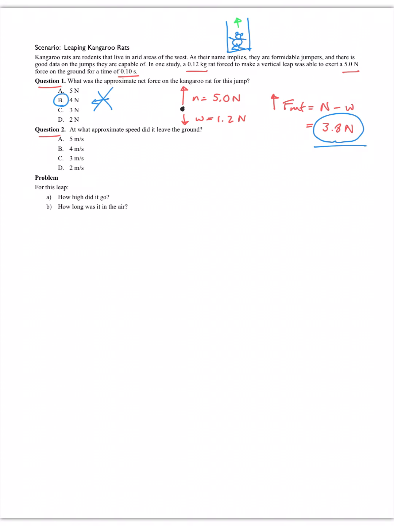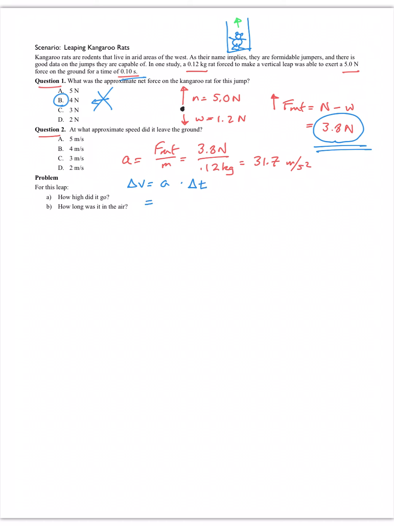Well, it applied a force. There was a net force on it of 3.8 newtons, and that took place for a time of 1/10 of a second, okay? So we can compute the acceleration this way. The acceleration is just equal to the net force divided by the mass. That's equal to 3.8 newtons divided by a mass of 0.12 kilograms. So I get an acceleration of 31.7 meters per second squared. And then that took place for a time of 1/10 of a second. I can compute the change in velocity just this way: the change in velocity is just the acceleration times the time interval.